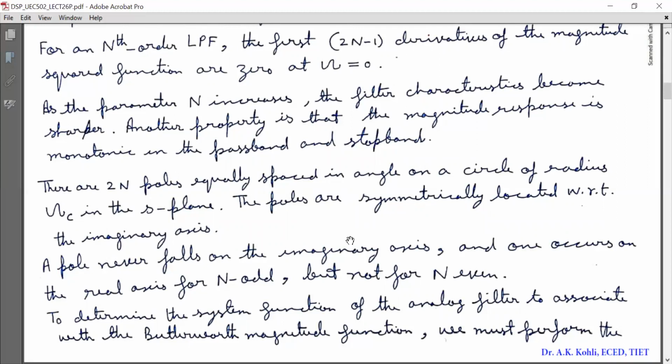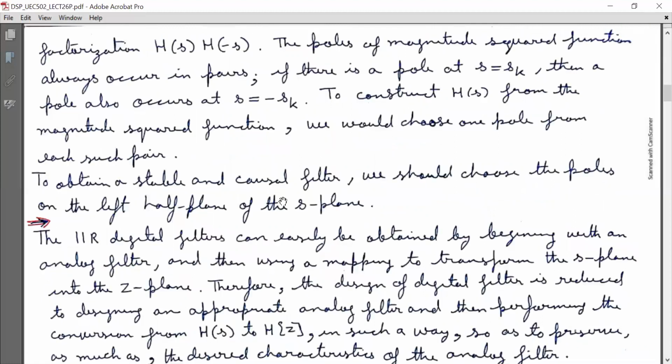To determine the system function of the analog filter associated with the Butterworth magnitude function, we must perform the factorization of H(s) into H(s) times H(minus s). The poles of the magnitude squared function always occur in pairs. If there is a pole at s equal to sk, then a pole also occurs at s equal to minus sk. This is for the poles of the magnitude square function.